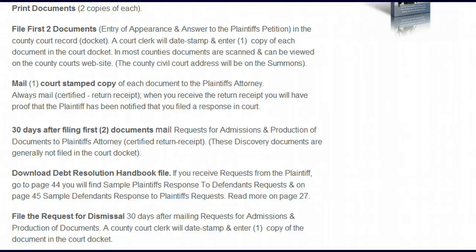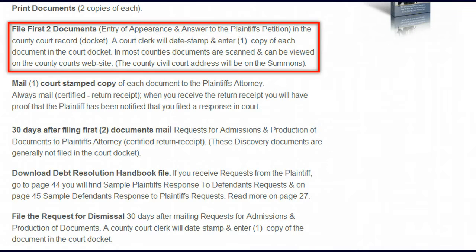First, you're going to print 2 copies of every document, and then you're going to sign them, and I would recommend signing them in blue ink. That way everyone knows that that's an original signature and that's your signature. So the first 2 documents that we already looked at are the entry of appearance and the answer to the plaintiff's petition.